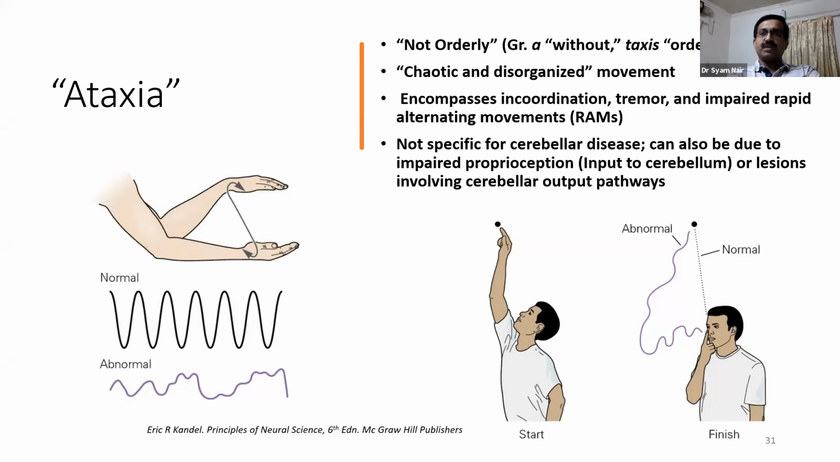It is not specific for cerebellar disease. It can also occur due to impaired proprioception. For example, if proprioceptive input to the cerebellum is lost, as in very severe peripheral neuropathies which interfere with sensory input to the cerebellum, they also cause ataxia, as do lesions involving cerebellar output pathways. So instead of following a direct or straight trajectory, the trajectory becomes totally abnormal and wavy, and rapid alternating movements also become totally chaotic.